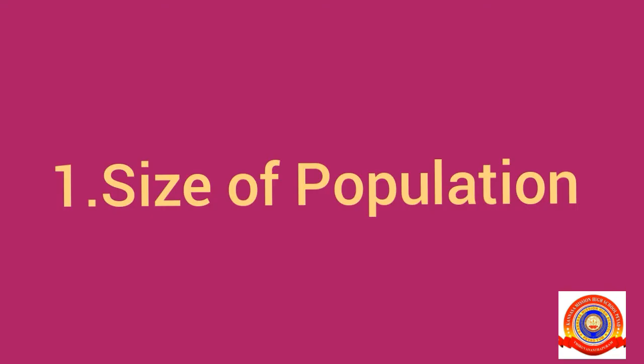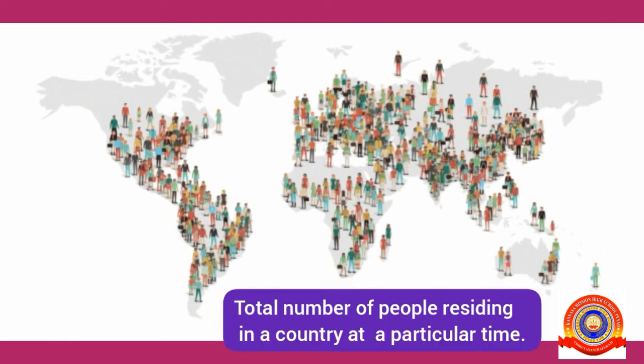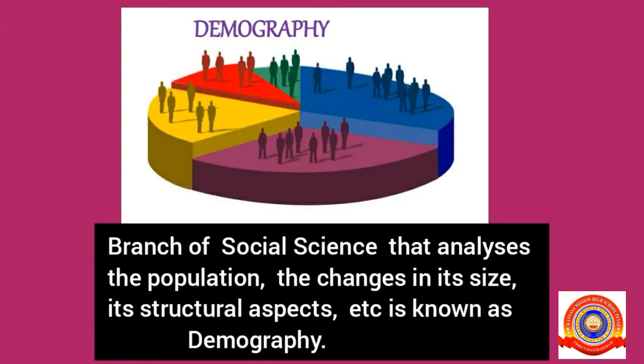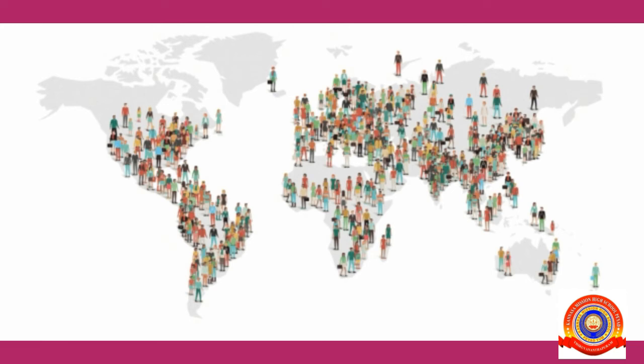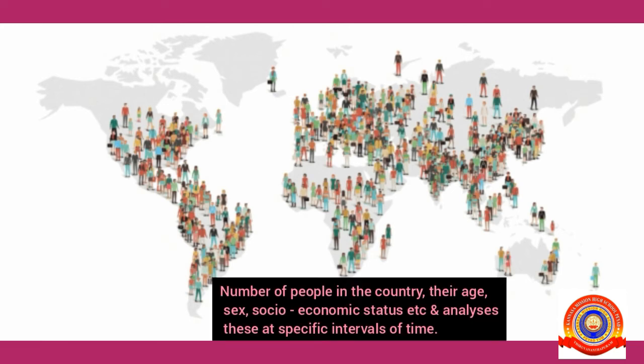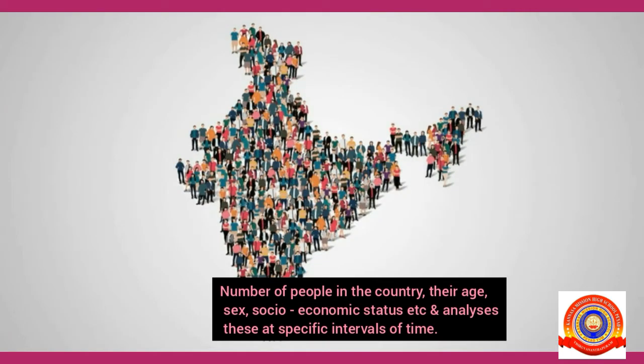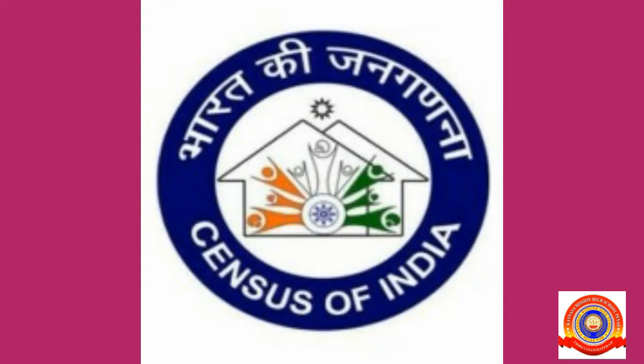First one is size of population. Size of population refers to the total number of people residing in a country at a particular time. The branch of social science that analyzes the population, the changes in its size, its structural aspects, etc. is known as demography. Every country collects information on the number of people in the country, their age, sex, socio-economic status, etc. and analyzes these at specific intervals of time. This activity is known as population census.